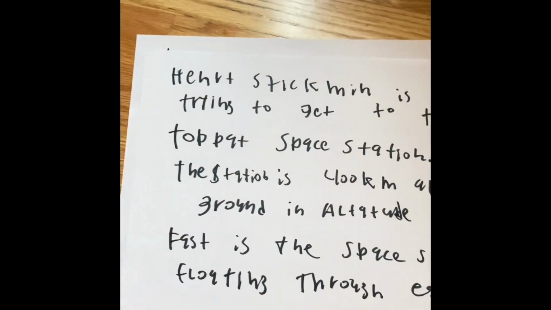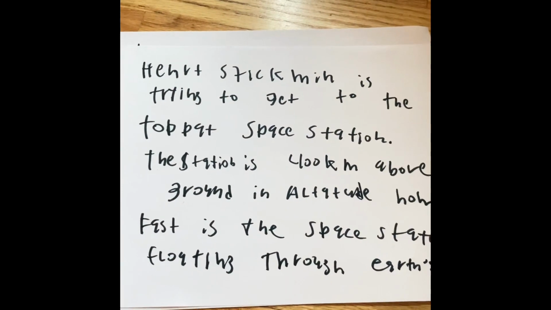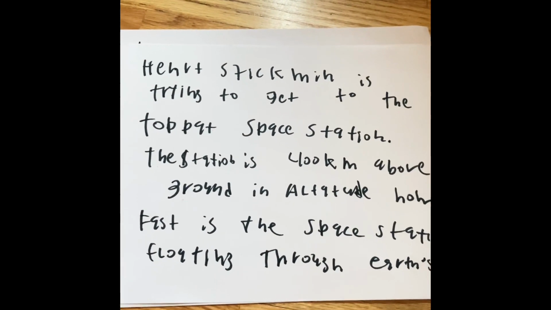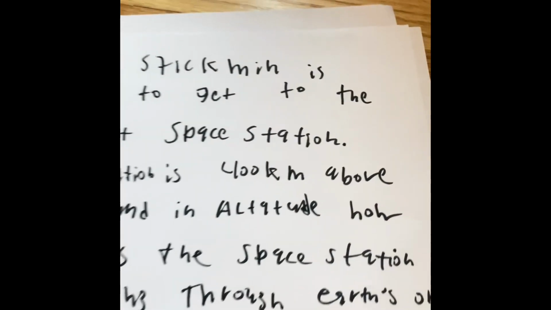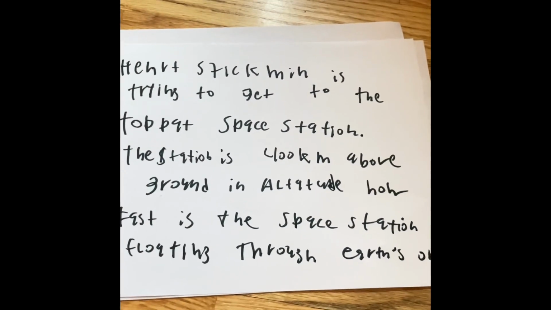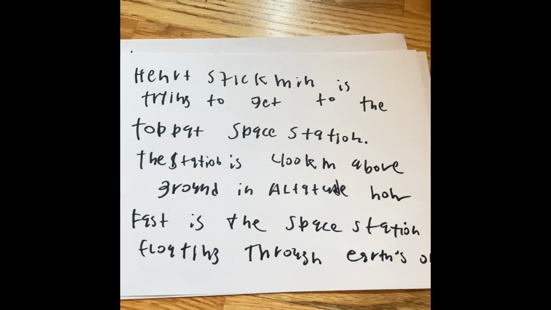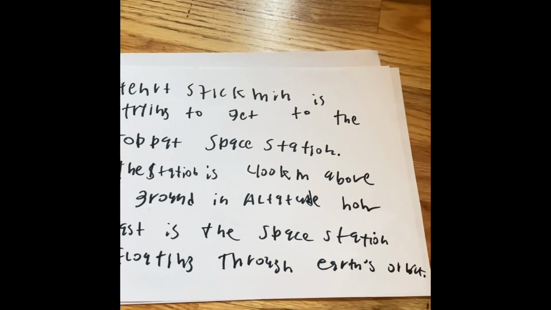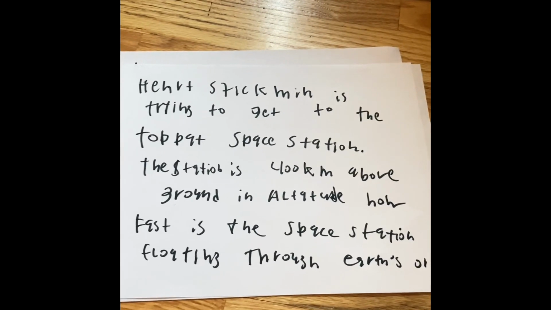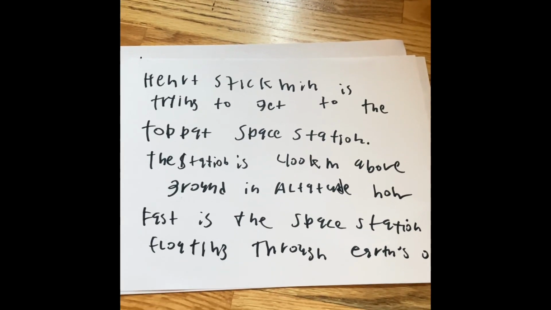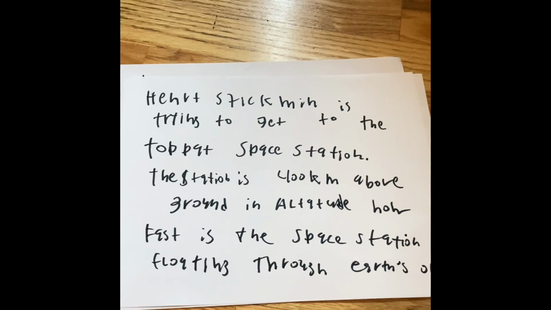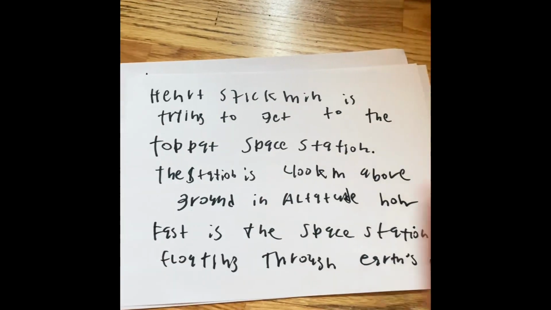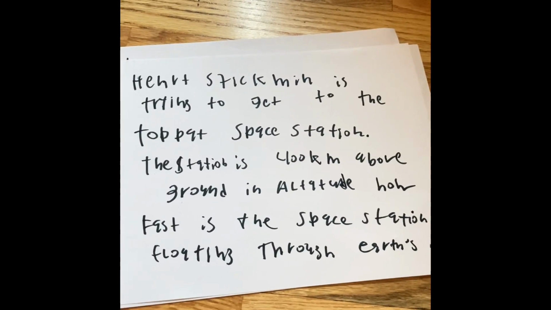It's a word problem. Henry Stickmin is trying to get to the top at the space station. The station is 400 kilometers above the ground in altitude. How fast is a space station floating through Earth's orbit? So what we're going to be doing is trying to find how fast that space station goes around Earth, in meters per second.